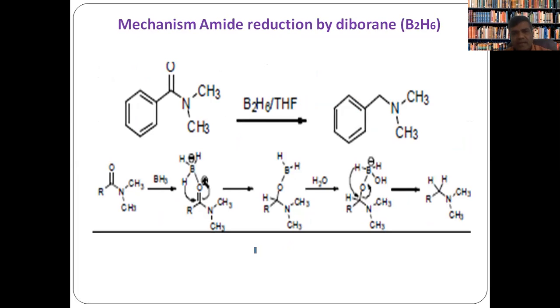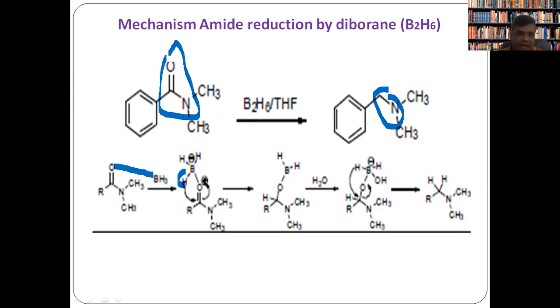Okay, after that, let us discuss the mechanism of amide reduction by diborane. How the amide is converted to amine. Let us have a look at the mechanism. See, this is the amide functional group, and how it is converted to amine. In the first step, as usual, the boron oxygen bond is formed. Oxygen donates lone pair to the boron, a coordinate bond is formed.